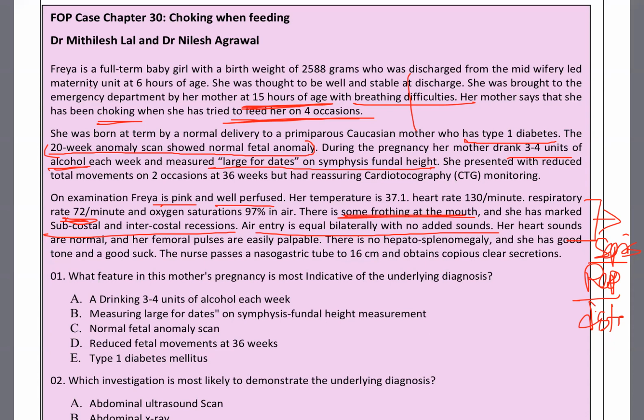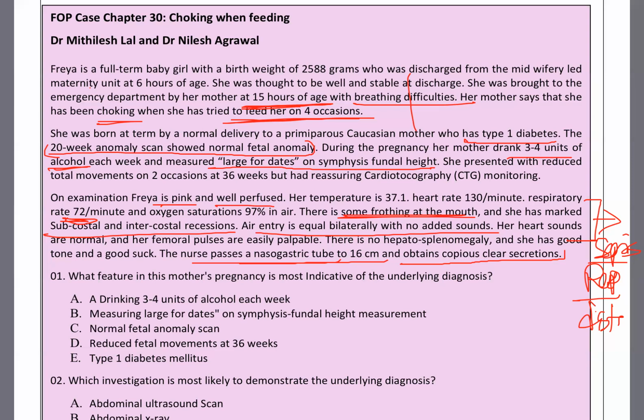Heart sound normal, femoral pulse, so there is no cardiac issue there, no hepatosplenomegaly, there is no sepsis, good tone, good suck. NG tube was 16, the nurse passes the NG tube 16 centimeters and obtains obvious clear secretion. Okay, so NG tube is not the actual site.